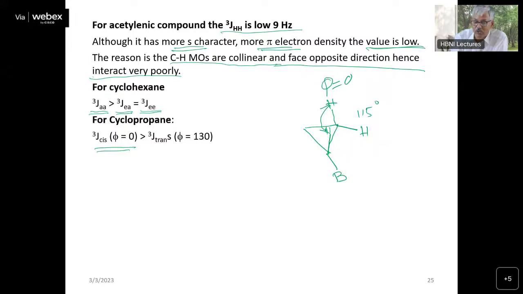And we know that when the phi is 0, it is 11, and when phi is 180, it is 30. So 130 will be less than that. So that's why J cis is always greater.